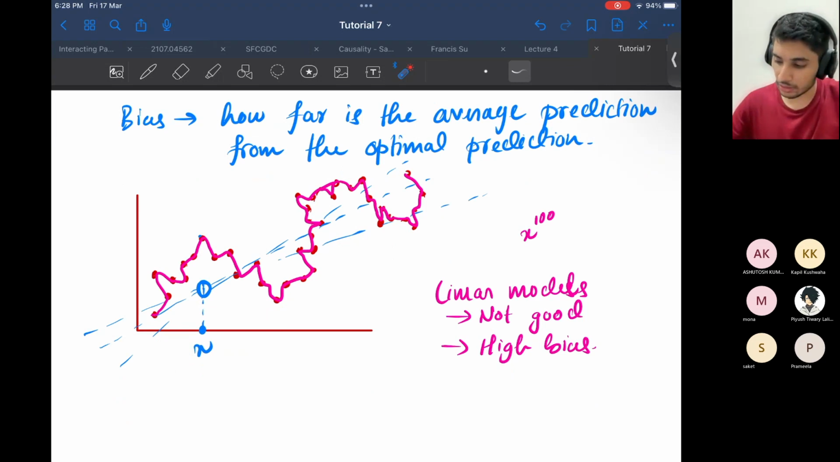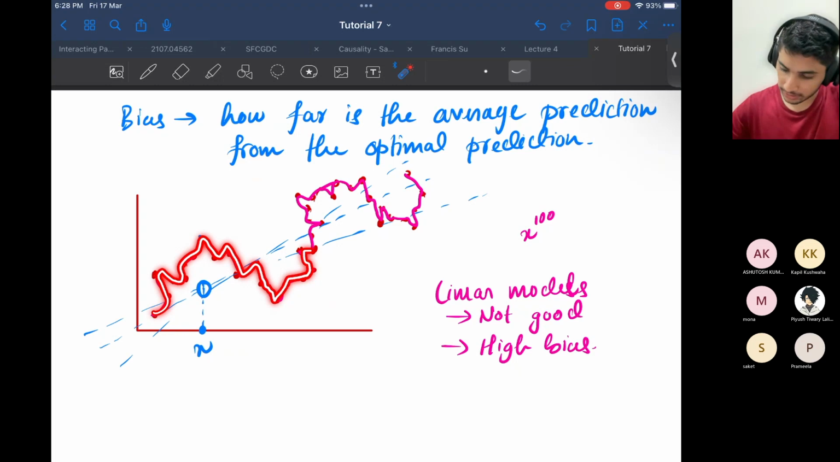So you said, now what I will do is take a complex model, which is very complex. It is a polynomial model with a degree of 100. Now, if you have a degree 100 polynomial, what it did was it actually traced your data exactly as it is. So this is how your model basically did.